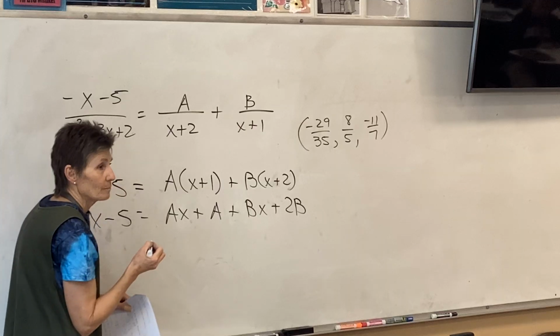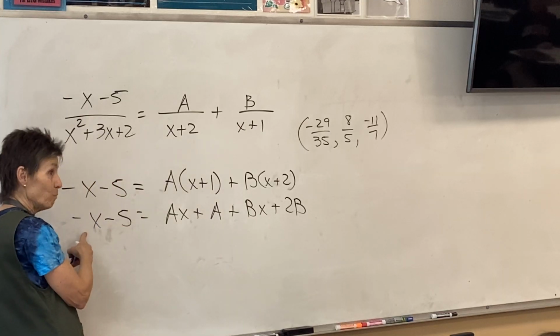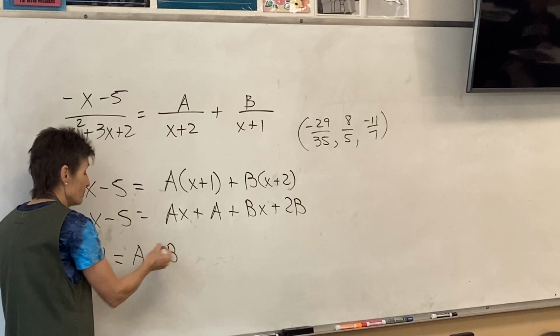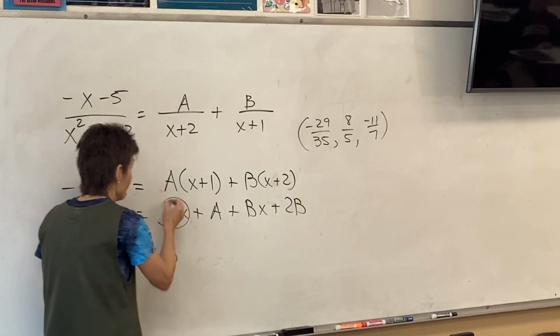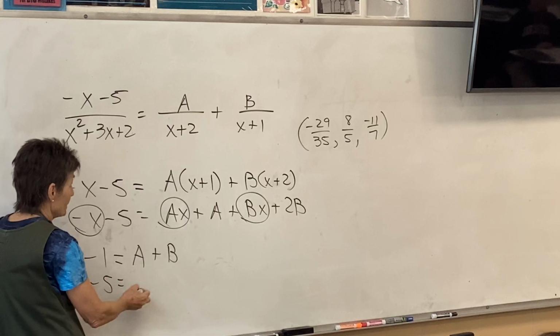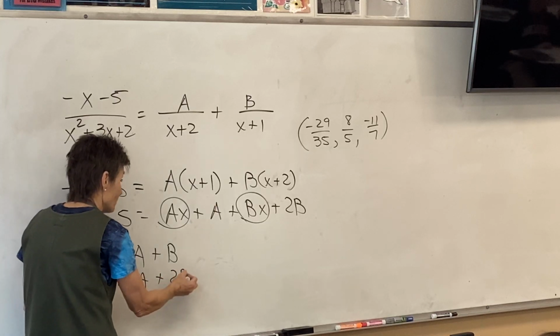Okay, this way we want all the x's, so negative 1 equals a plus b. Everybody okay with that? And then negative 5 equals a plus 2b.